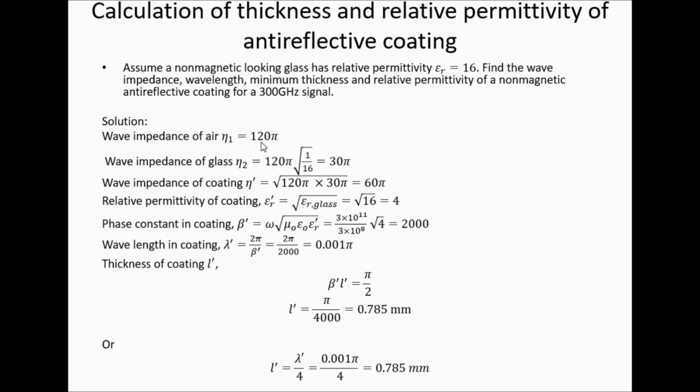The wave impedance in air is 120 pi. The wave impedance in glass with epsilon r 16 will be 30 pi. Therefore, the impedance of the coating will be the square root of 120 pi times 30 pi, so 60 pi. Now, the relative permittivity of the coating will be the square root of that of the glass, so that will be 4. Now, the phase constant in the coating will be beta equals omega times square root of mu 0 epsilon 0 epsilon r, so 2000. Wavelength will be 2 pi over beta. The thickness will be lambda over 4. So lambda over 4 is 0.785 millimeter.